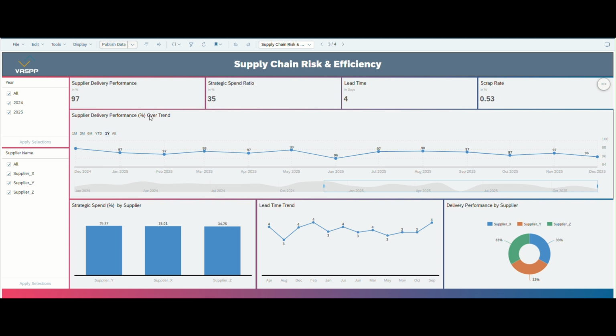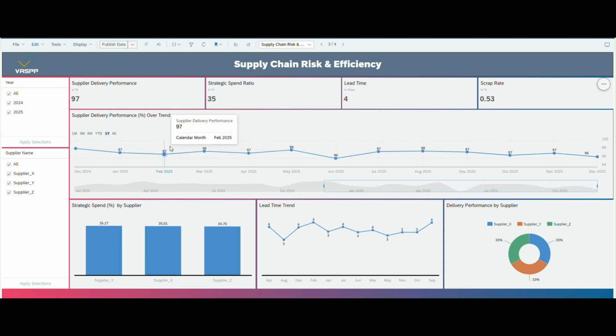Looking deeper, the supplier delivery performance over time chart provides a continuous view of supplier reliability. The steady trend line shows suppliers are performing consistently month after month, without major dips that could signal instability.